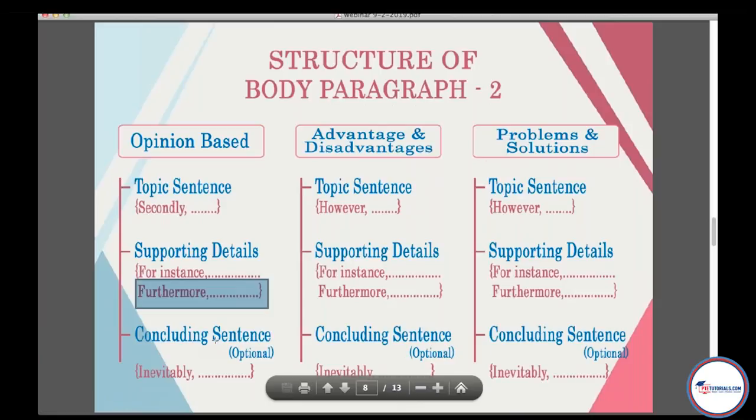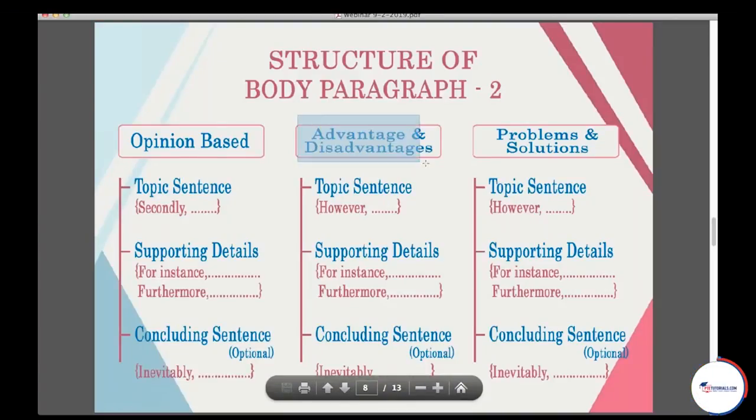You can either do that or you can skip, depending on your word limit, because we have to write between 200 to 300 words. You should not exceed 300 words. So if there is a word limit not exceeded, you can write a concluding sentence also.